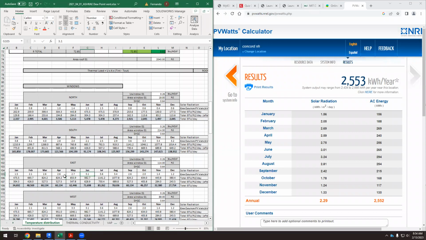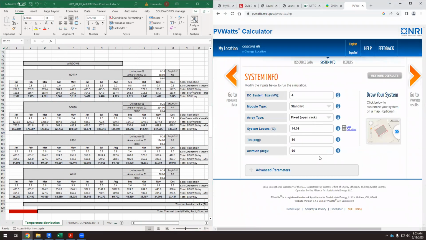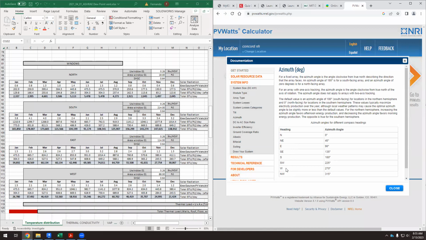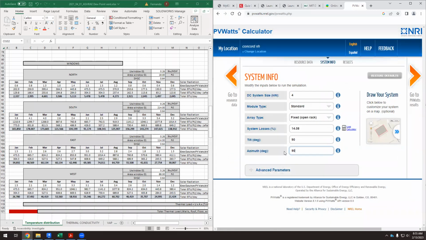In June, it's 3. July, 3.2. 2.8. 2.4. 1.8. 2. And 1.3 in December. So now we only have the west, and I think the west is 270, the angle. So I type 270.